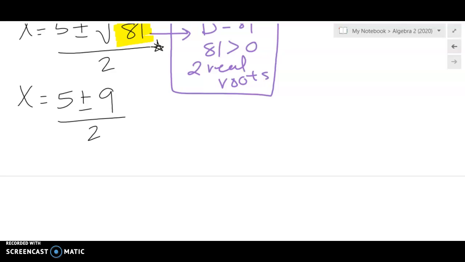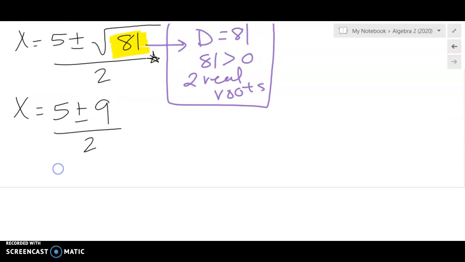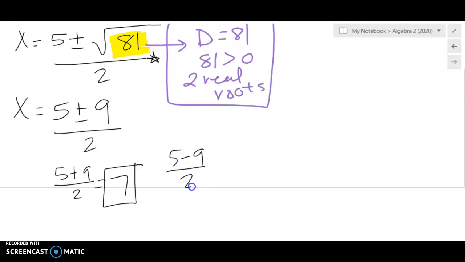And let's take this piece by piece because see how these are just numbers? Let's break them down. What is 5 plus 9 divided by 2? 5 plus 9 is 14, divided by 2 is 7. There's one of your answers. What is 5 minus 9 divided by 2? 5 minus 9 is negative 4. Negative 4 divided by 2 is negative 2. And there's my other answer.